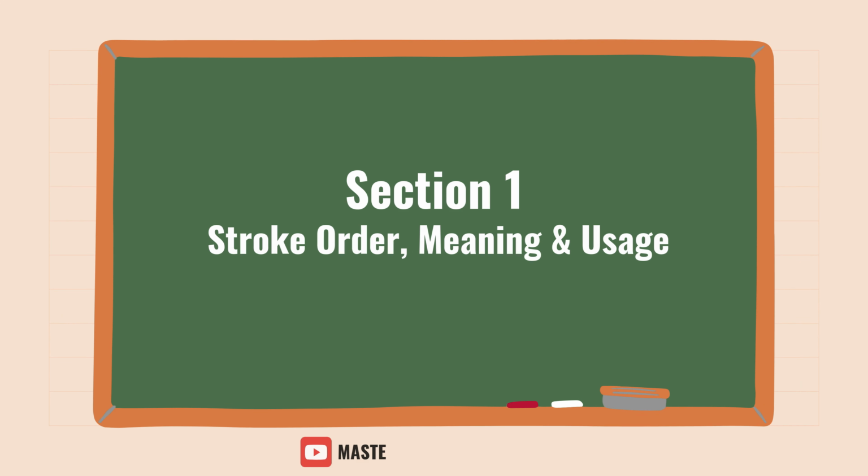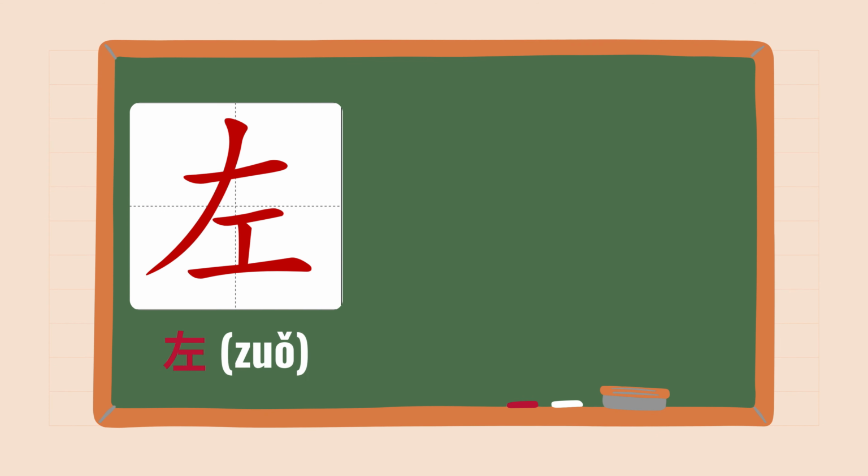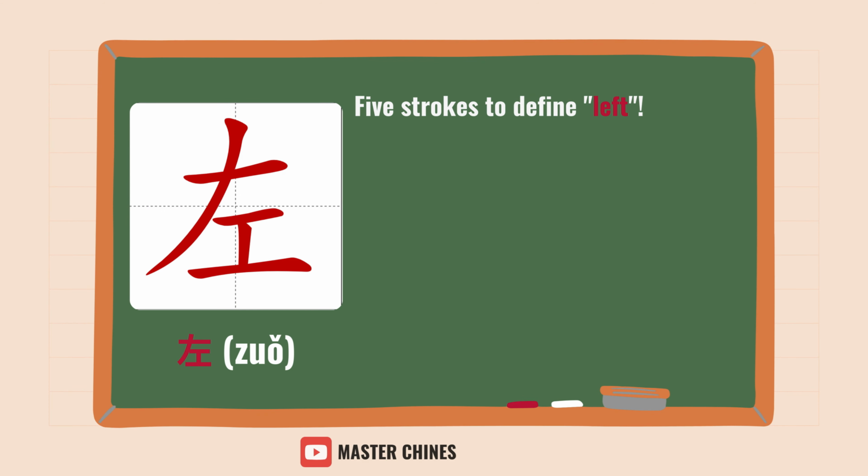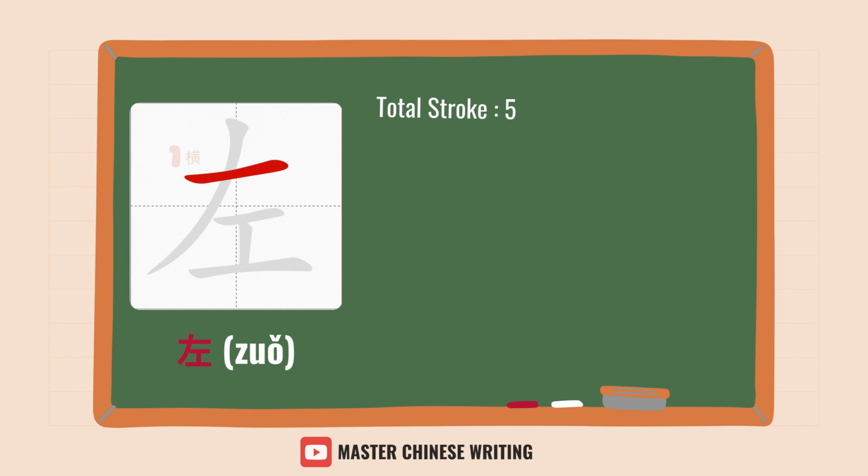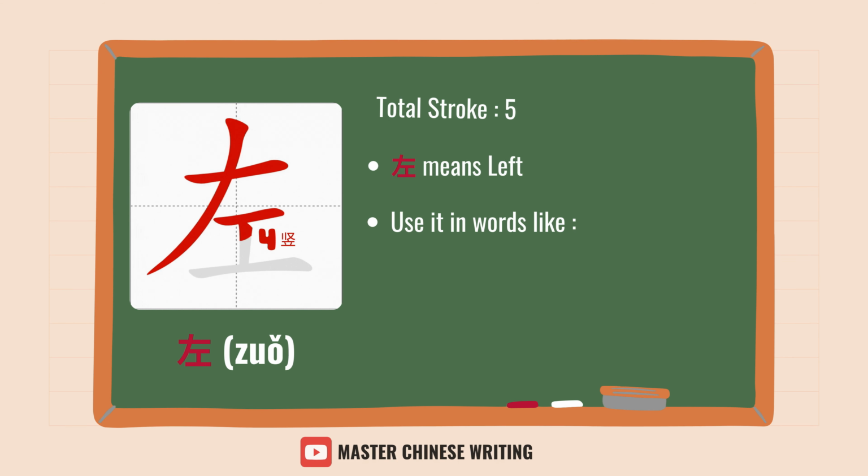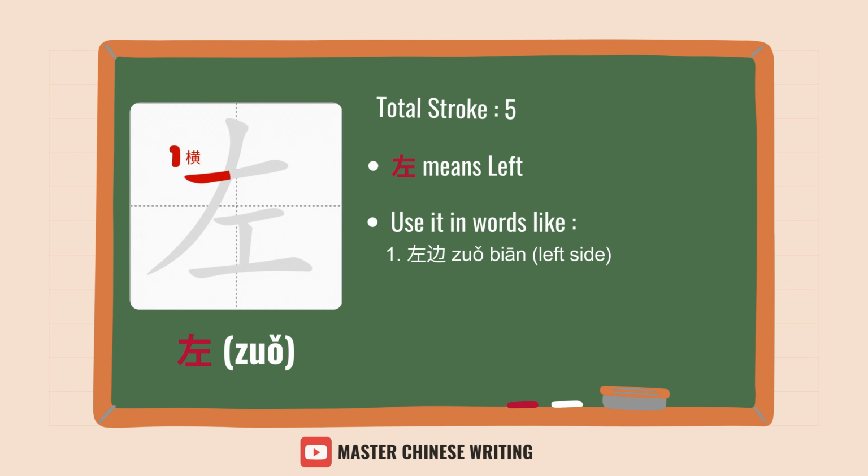Section 1. Stroke order, meaning and usage. 左, 5 strokes to define left. 横撇横竖横, 左 means left. Use it in words like 左边, left side, or 左手, left hand.